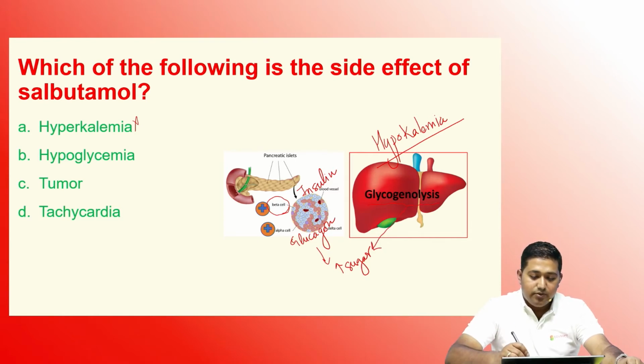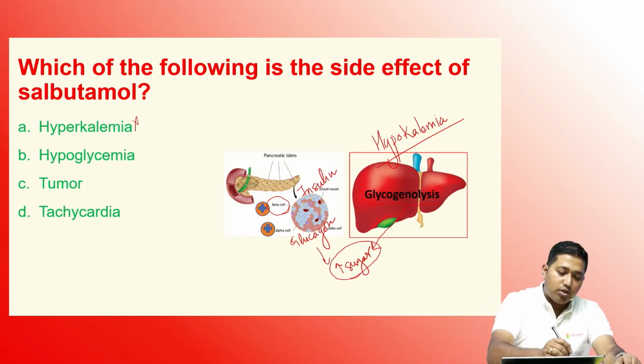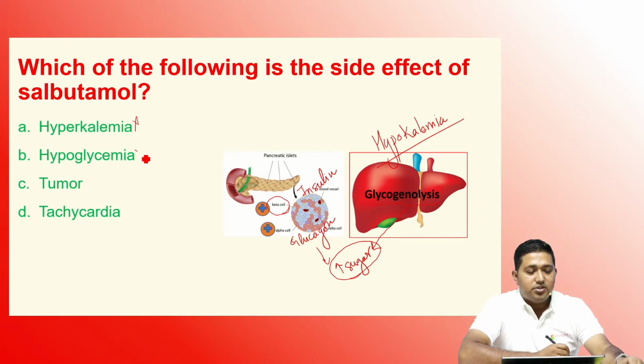So ultimately what will happen? The person will have hyperglycemia and not the hypoglycemia. This side effect is important because at times when a person is having salbutamol, if the person is also diabetic, the insulin requirement of those patients might go high.